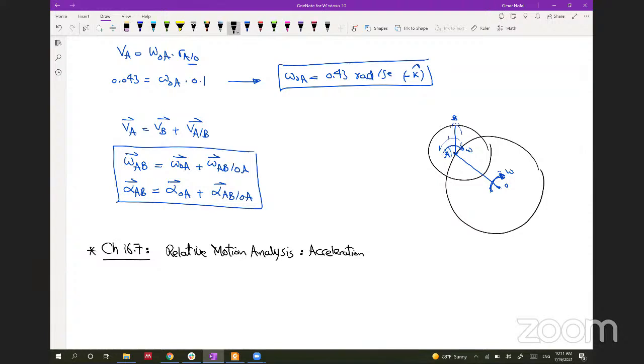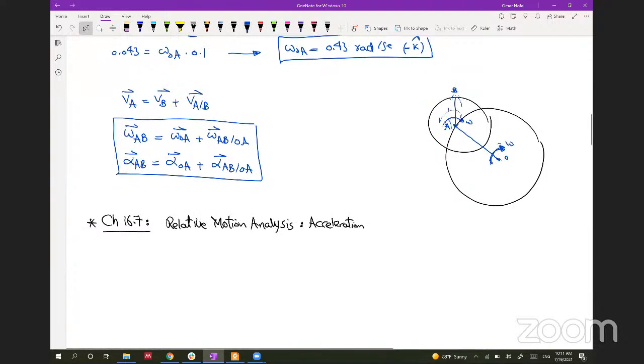Okay, so for the acceleration, from the velocity we said that VB is equal to VA plus VB with respect to A. If we take the time derivative of this equation, d/dt, it will be the vector AB equal to the vector AA plus the vector AB with respect to A. And if we want to draw this like what we did last time, it will be something like this.